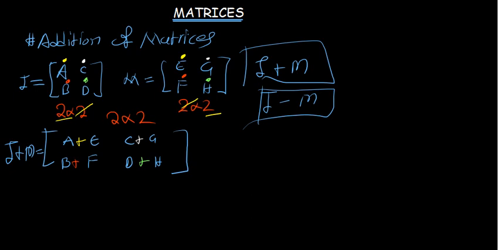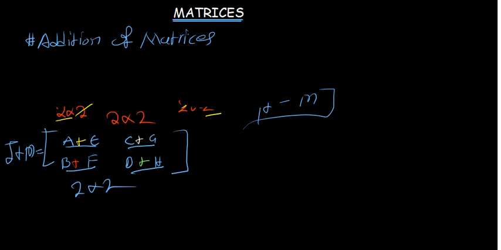You find that when you add these two, they will give you a single number, and when you add these two, they will give you a single number. Like you add this, you have a single number here, a single number here, and a single number here. Meaning you're going to have a 2 by 2 matrix. So that's how you go about adding matrices.